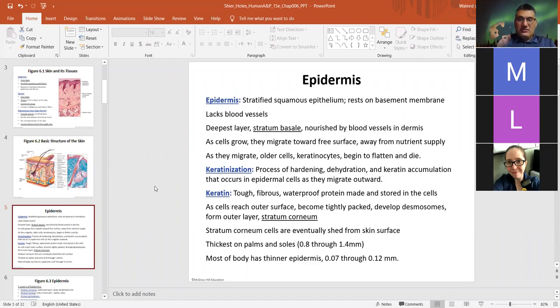So that you can bear the friction and the protection that the skin is supposed to do. Your skin is not all the same. The skin of the palm and sole contain an extra layer. So it's thicker in the palm and sole. This is thicker than the rest of the skin. The rest is missing one of the layers.